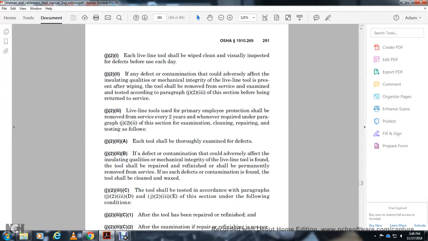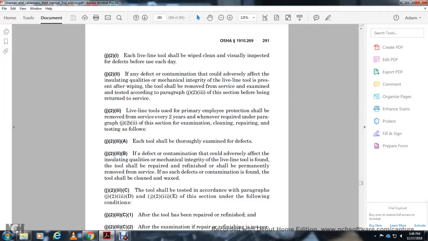Condition of the tools. Each live line tool shall be wiped clean and visually inspected for defects before use each day. A defect or contamination that could adversely affect the insulating quality or mechanical integrity of the live line tool shall be addressed. After wiping, the tool should be removed from service, examined, and tested in accordance with paragraph (j)(2)(iii) of this section before being returned to service.